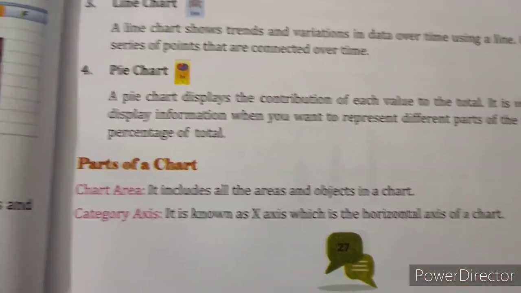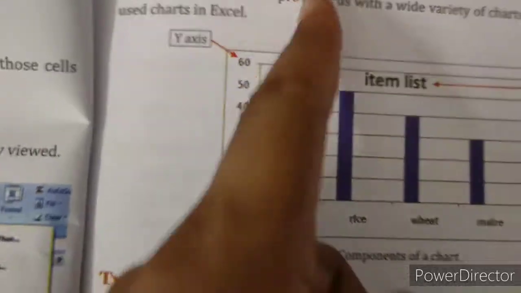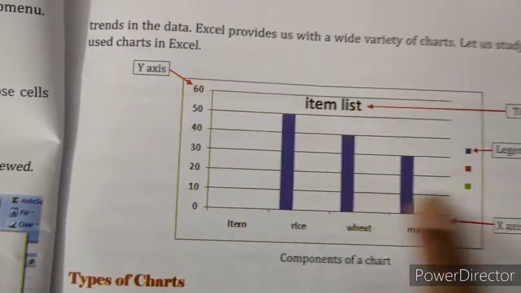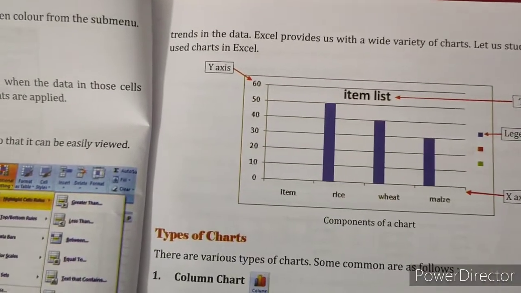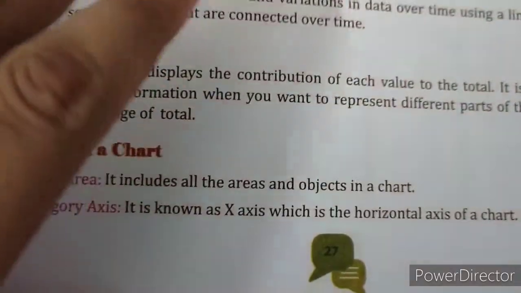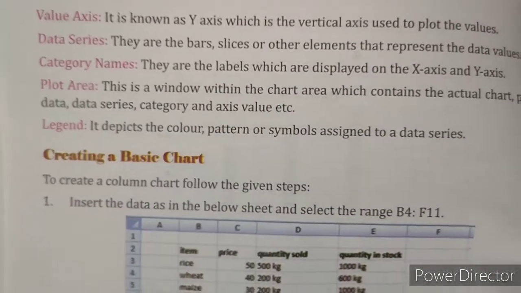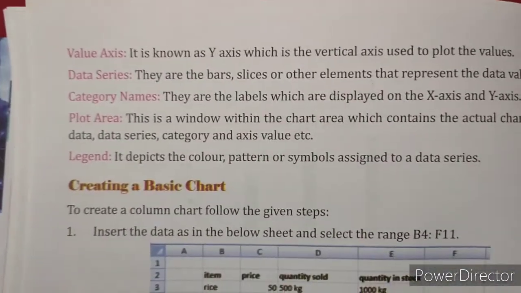Now the category axis. We know the horizontal axis is called the x-axis and the vertical axis is called the y-axis. This is the vertical axis, called the y-axis, and this is the horizontal axis, also known as the x-axis. Now coming to the next part, the value axis. It is known as the y-axis, which is a vertical axis. The x-axis is called the category axis, and the value axis is known as the y-axis.